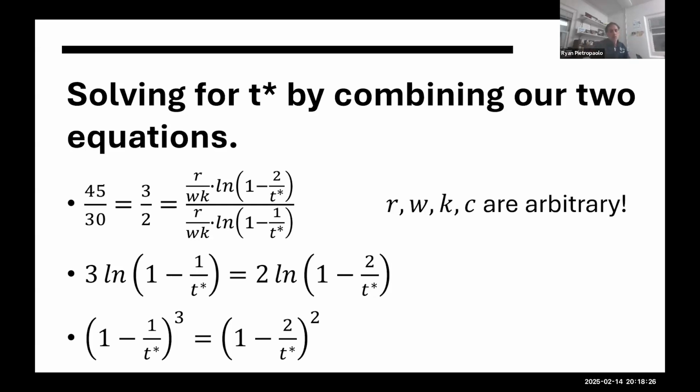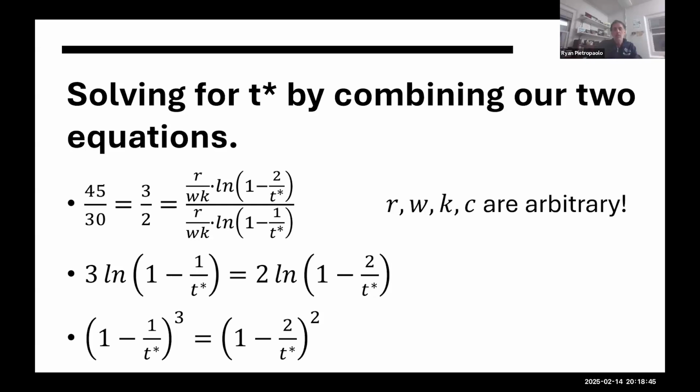Anybody want to take a stab at what, before we actually solve for T star, what they think the answer is? Sometimes I get really clever people who just figure out T star right from this equation. It's a special number, but all right, we'll continue.